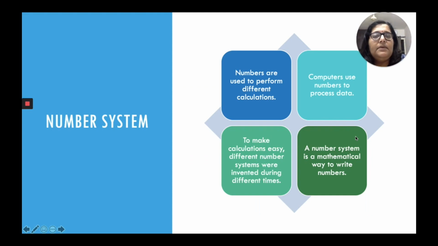In the number system, I've already listed four points for you to consider. Numbers are used to perform different calculations. Computers use numbers to process data. To make calculations easy, different number systems were invented during different times. A number system is a mathematical way to write numbers.